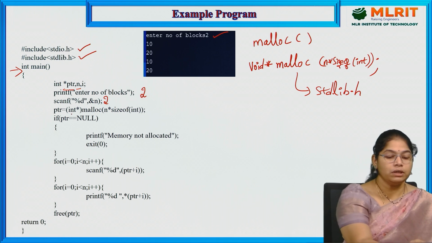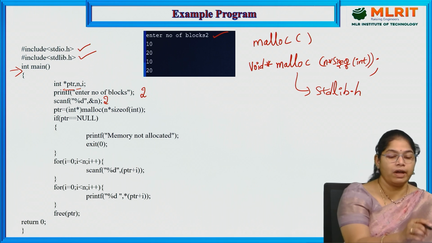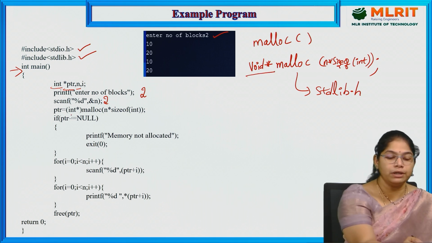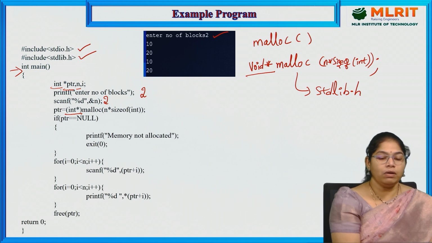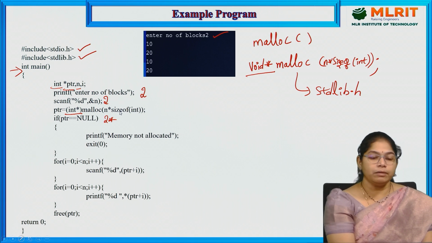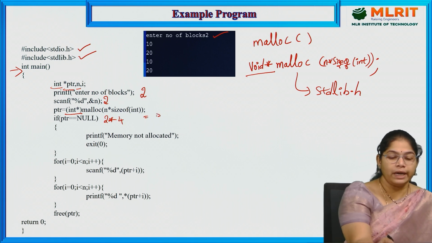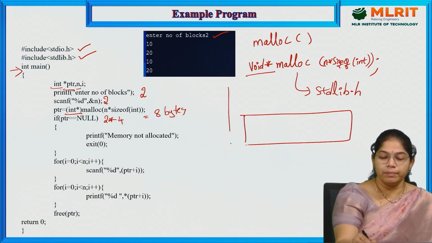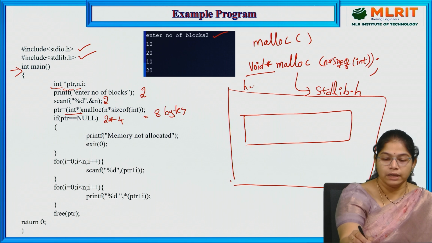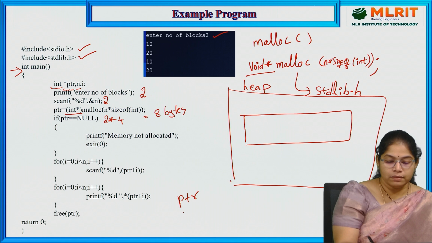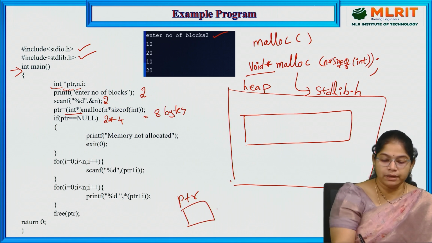Then ptr is equal to int star. Which type of values do I want to store? Integer type values. So I am typecasting this void pointer to int, malloc of n, where n is 2, into sizeof int, because I want to store integer type values. So 2 into 4, so 8 bytes of a single block is allocated from the heap section. Suppose this is the heap memory, the heap section. Then we have a ptr here. This ptr memory is given from the stack.